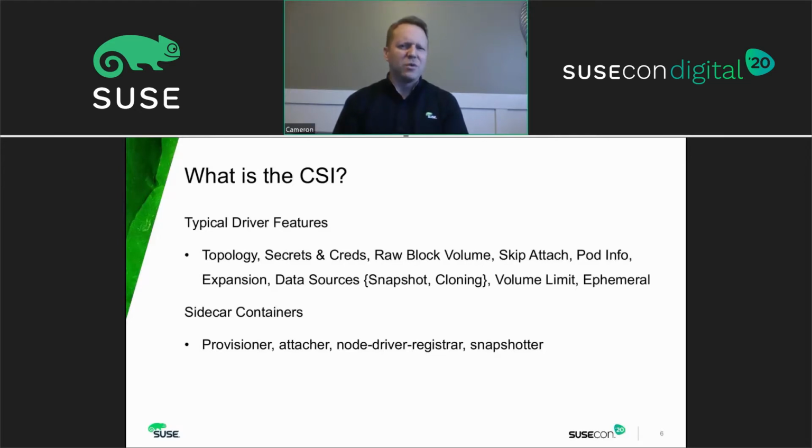And then along with that, you'll see a fair number of different sidecar containers that go along with these drivers. So when you install your CSI driver, along with that, you'll get provisioners, attachers. These all come as containers that basically interface with Kubernetes to provide the level of storage that you need for your pods.